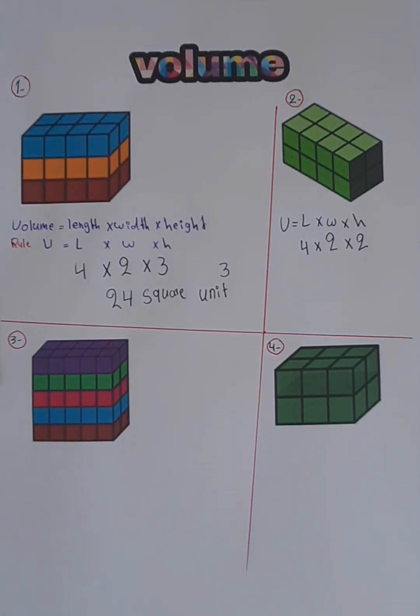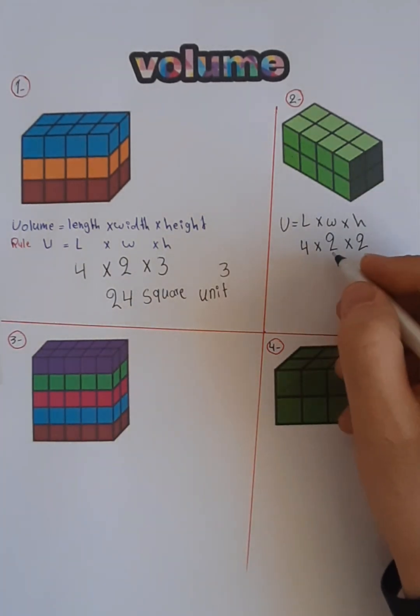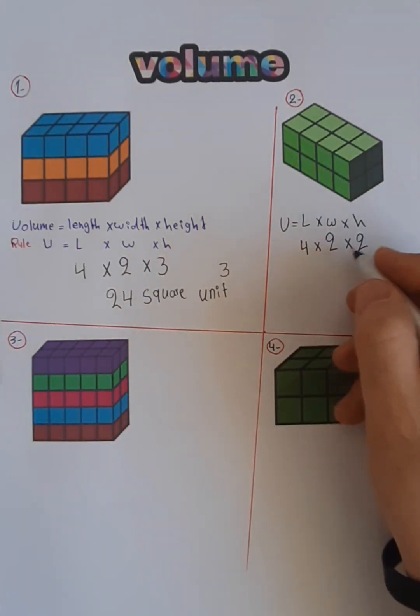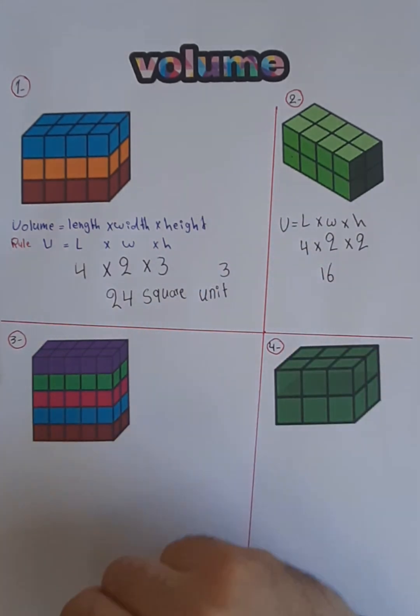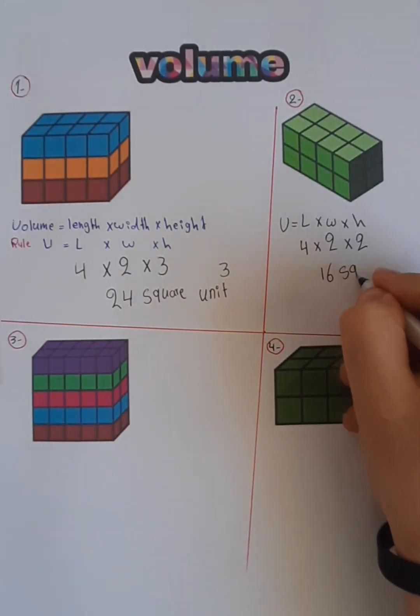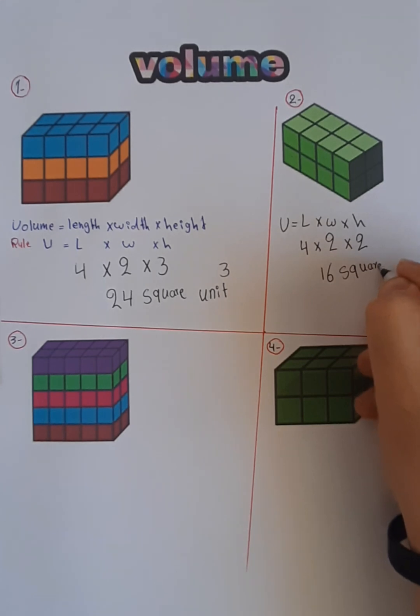Now you have to multiply these 3 numbers all together. 4 times 2 equals 8 and 8 times 2 equals 16. 16 square unit cube or cubic unit.